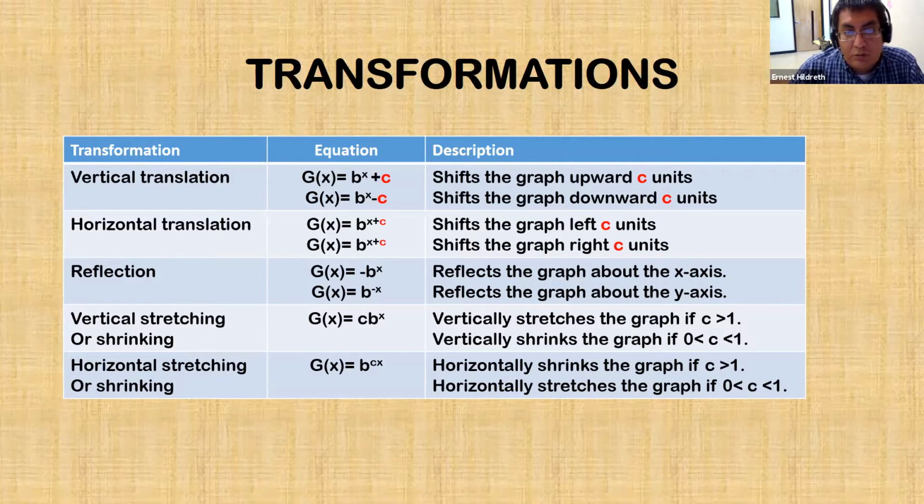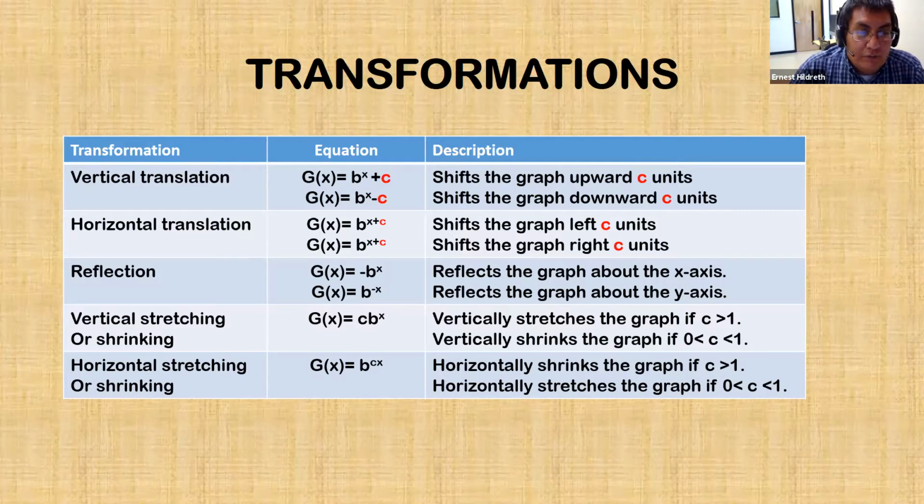For a horizontal translation to happen, the shift would have to be with the constant, the c units, and the exponents. Reflection is shown about the axes, either the x or the y. So if you have a negative b, that would reflect around the x-axis. And if it's a positive b and a negative x, that would be about the y-axis.